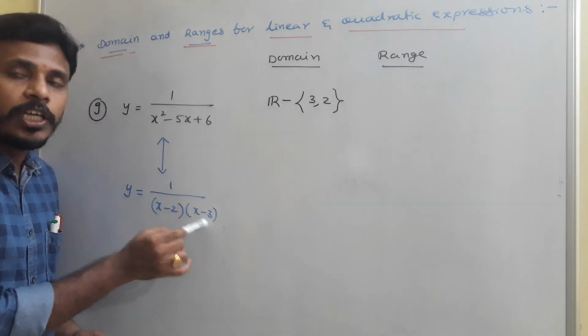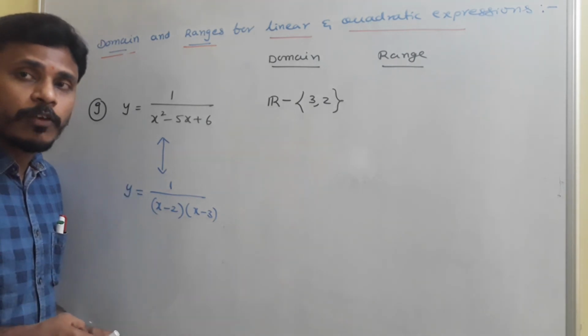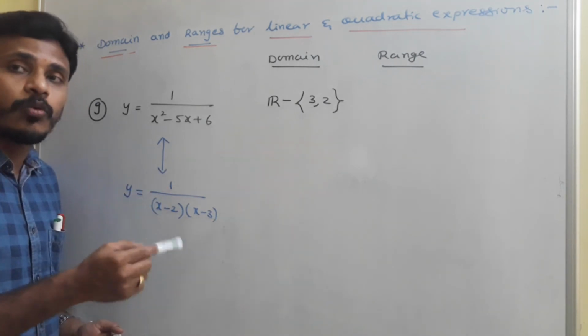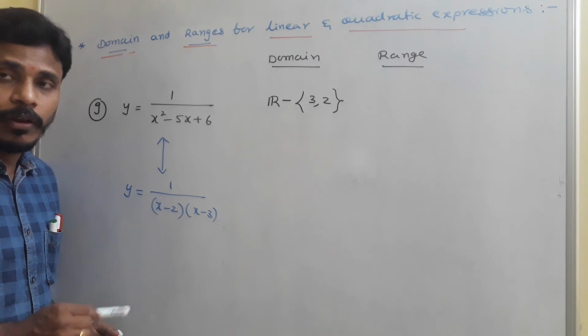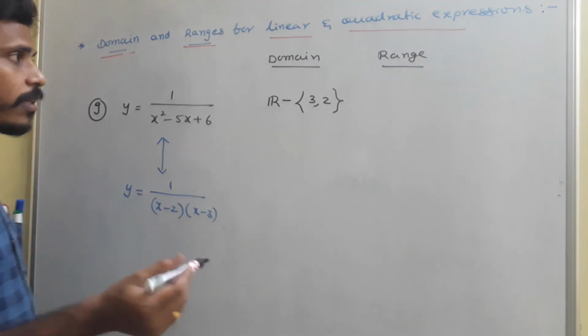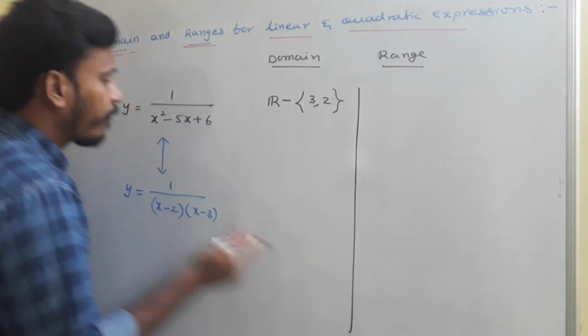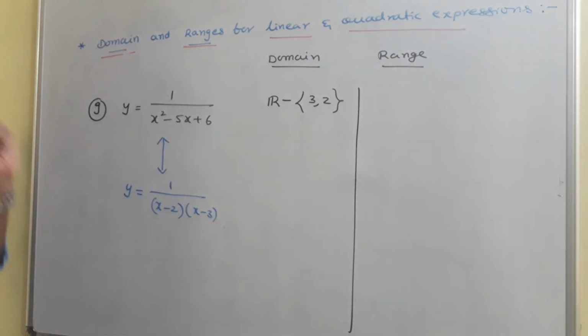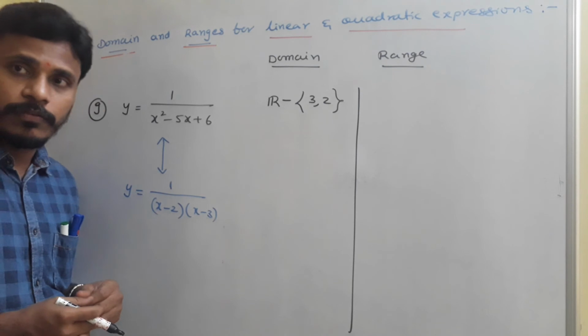Except this 2 and 3, you just take any value in the place of x, the value will exist, you will get the answer, okay? So the domain is all the real numbers minus 3 comma 2. Then how to find the range for this expression? So, finding the range for this expression, okay.